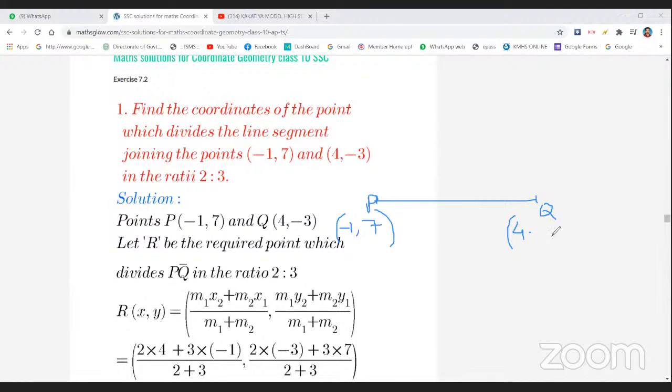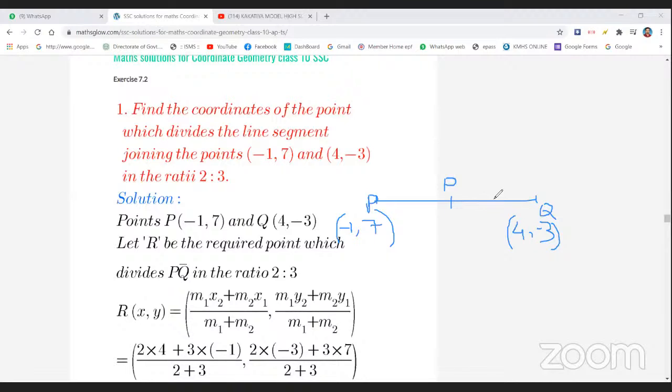So the point R is dividing. Let us consider the dividing point by R. It is in between P and Q. This is R. Consider this R point. We don't know the coordinates, represented usually by x comma y. So it is R (x, y), dividing the line segment PQ in the ratio 2:3.